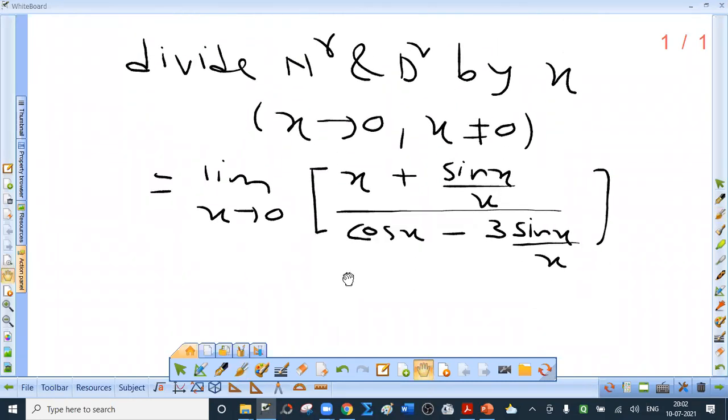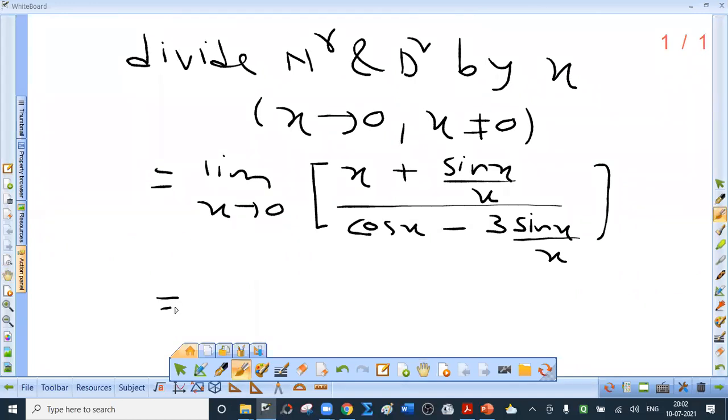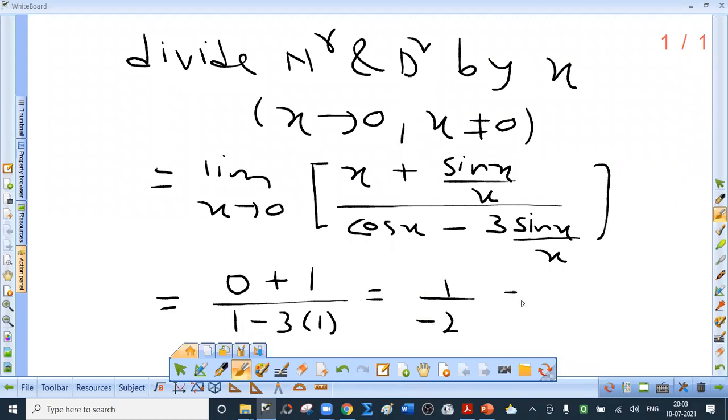Now, to take the limit means to replace every x by its limiting value, which is 0, or use the standard limit. We have discussed this. Limit x tends to 0, sin x upon x is 1. What about the denominator? Cos 0, which is 1, minus 3 into, again this is a standard limit, its value is 1. So 1 upon 1 minus 3, that is minus 2. So the final answer is minus 1 upon 2.